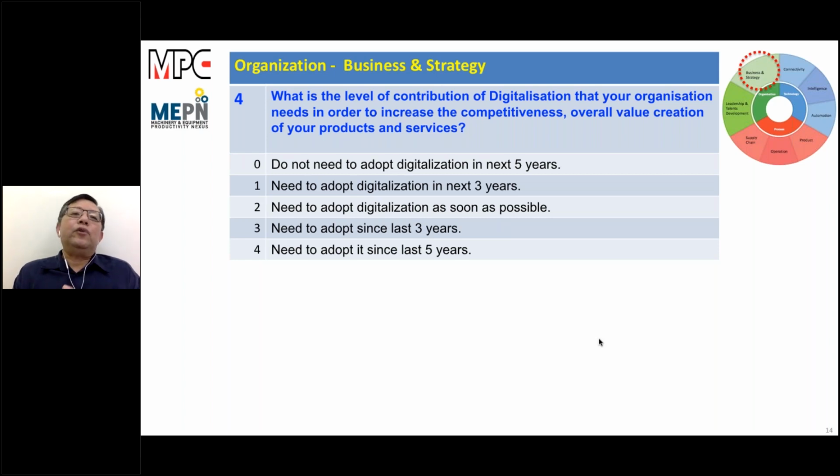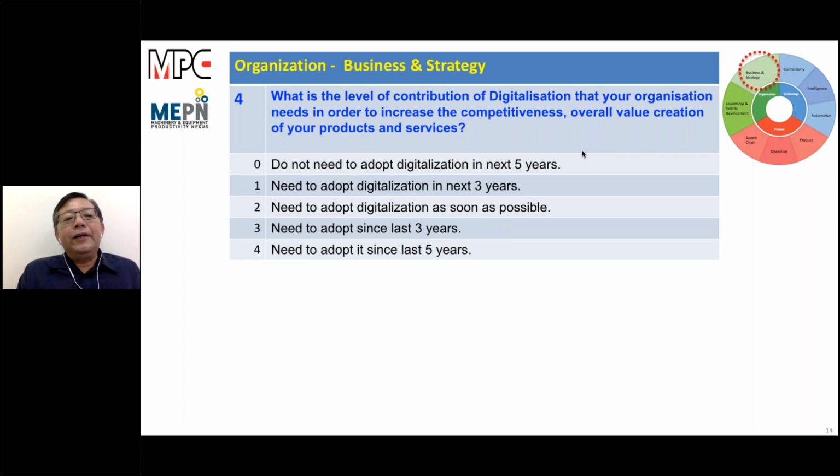They want to know, from the business and strategy standpoint, do you have a plan, what is the level, how hungry are you to go for Industry 4.0? You want to transform. So for point number 0: do not need to adopt digitization in the next 5 years. It means that my business does not need to adopt Industry 4.0. My nature of business does not need that, because my process is very simple, so I do not need automation. Number 1: do not adopt digitization in the next 3 years, as my nature of business does not need to adopt that.